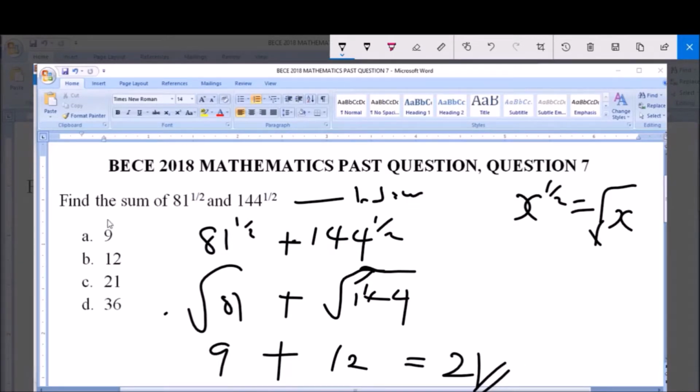Now from our options here, A says 9, which is wrong. B says 12, which is wrong. C says 21, which is correct. And D says 36, which is wrong. So our answer to this question is C, 21.